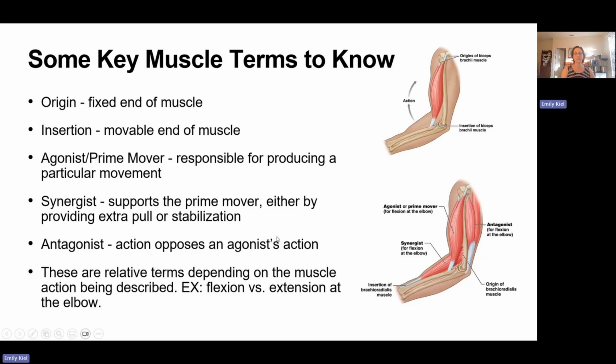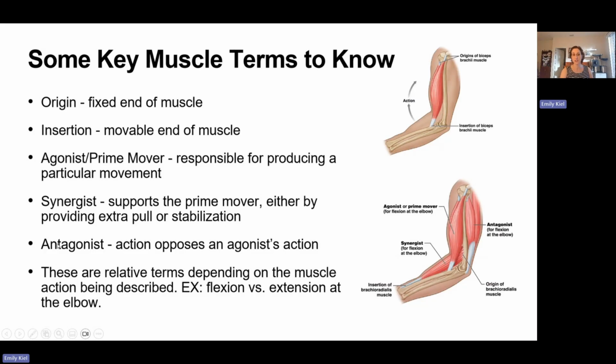Now, synergists help the prime mover. They either will provide extra pull or they'll provide stabilization. They're not doing the heavy lifting, but they're helping. And so in this case, we're looking at the brachioradialis muscle that is helping that biceps brachii muscle.